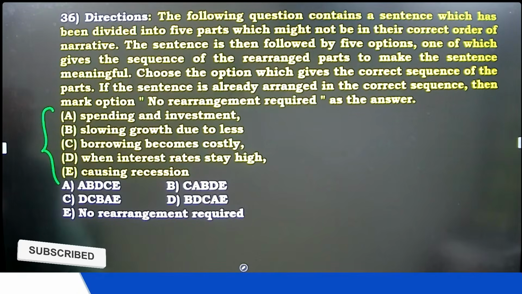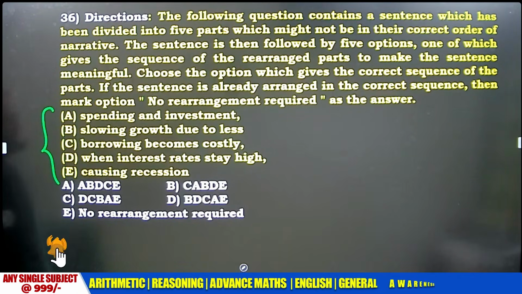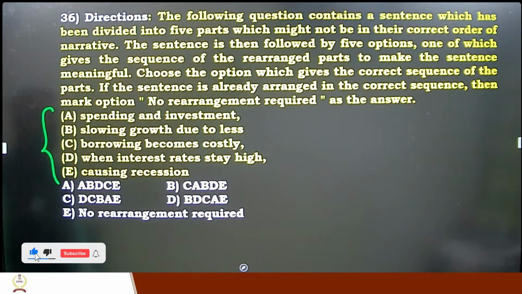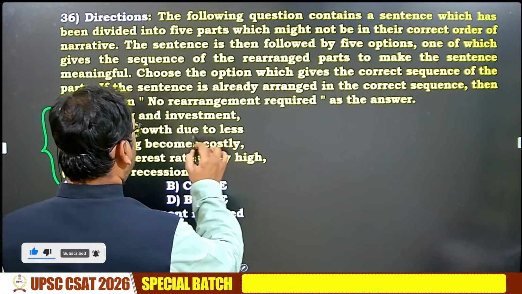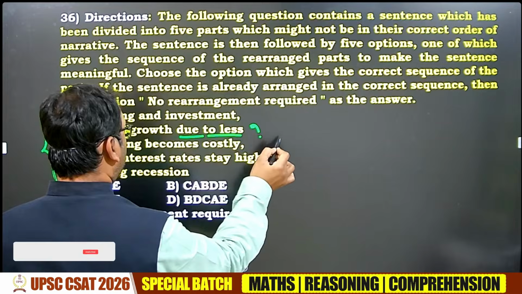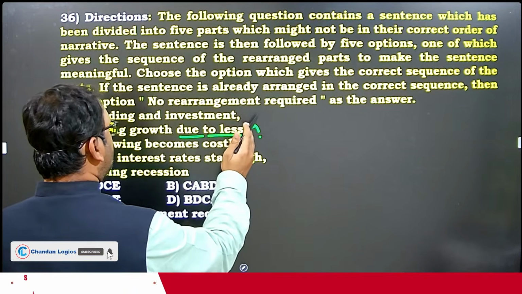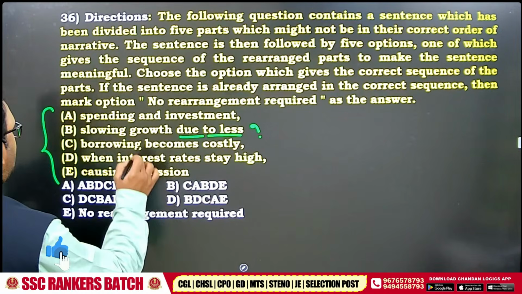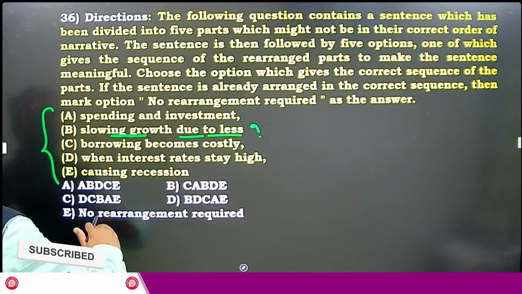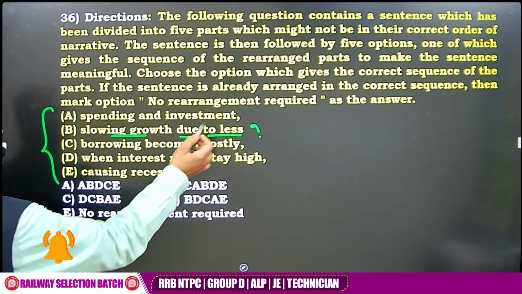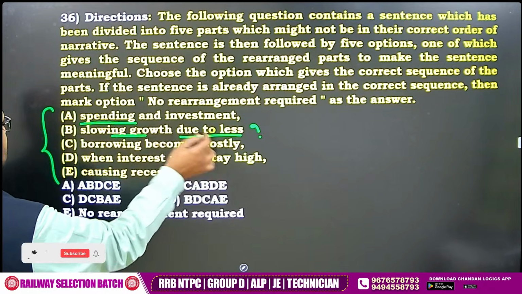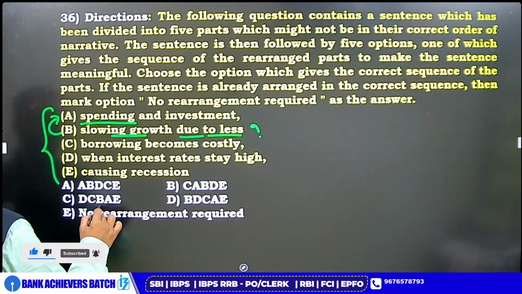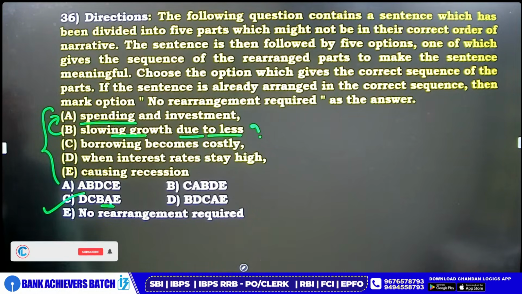So, are you trying to read all the 5 parts of the sentence? Don't do that. Follow the shortcut methods. Here what is there? Due to less what? You can't stop the sentence there. Something must come. Due to, and that too you are saying slowing growth. Growth slows. Due to less what? Less spending. So less spending means BA is 1 pair. No option B is there except this option. Khatam.